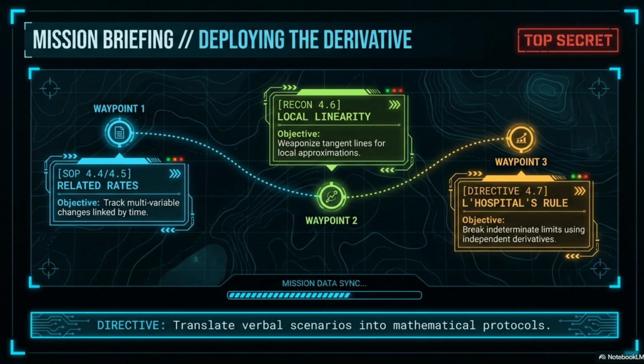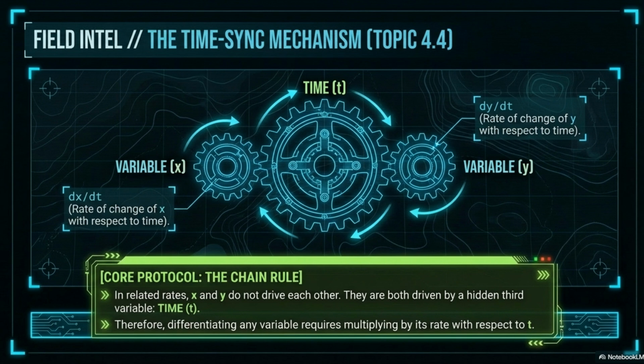We have 3 primary waypoints today: tracking multivariable changes linked by time in related rates, weaponizing tangent lines for local linearity, and breaking indeterminate limits using L'Hopital's rule. Let's establish field intel for topic 4.4, the time sink mechanism.